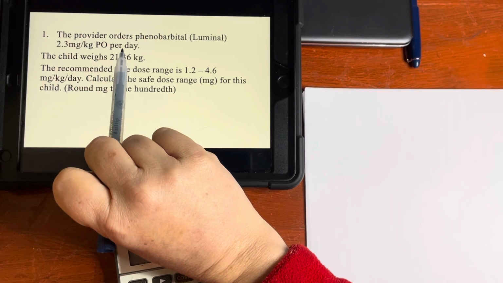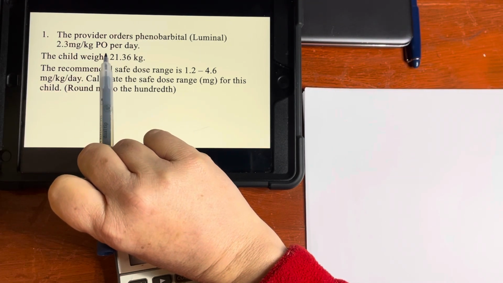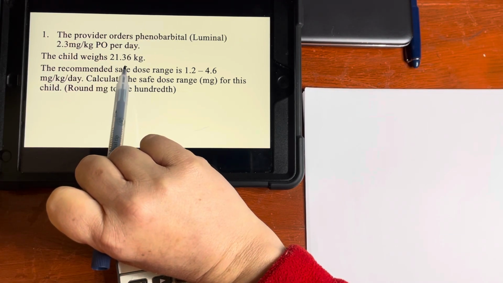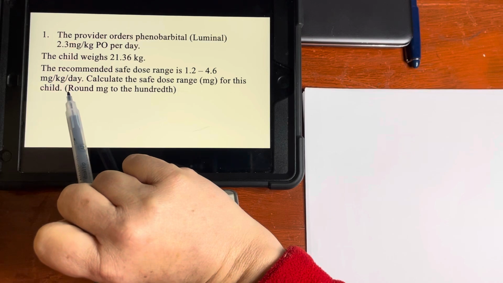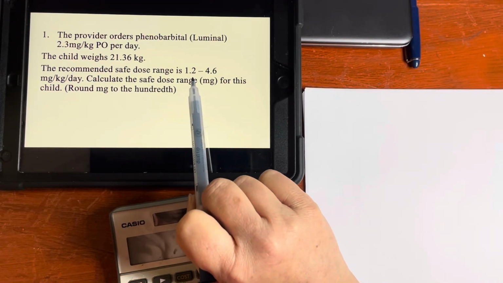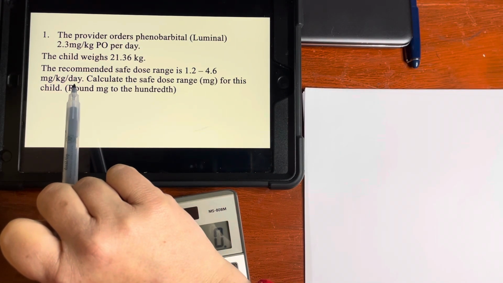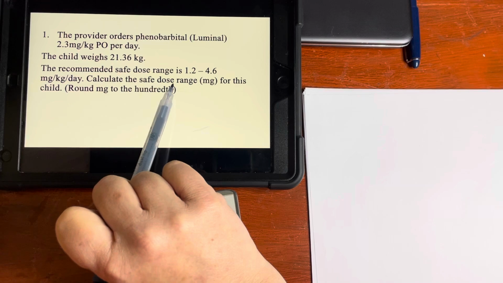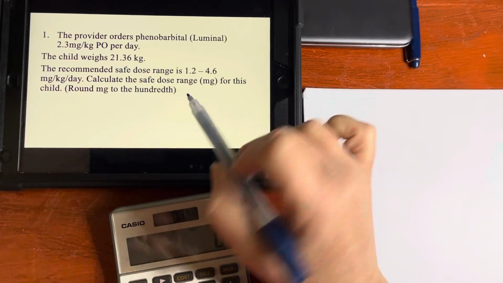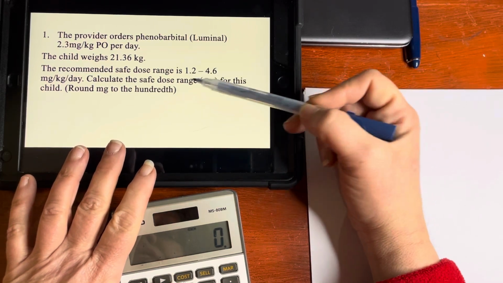The provider orders phenobarbital 2.5 milligrams per kilogram PO per day. The child weighs 21.36 kilograms. The recommended safe dose range is 1.2 to 4.6 milligrams per kilogram per day. Calculate the safe dose range in milligrams for this child. So all they're asking you to do in this question is just to calculate the safe dose range.